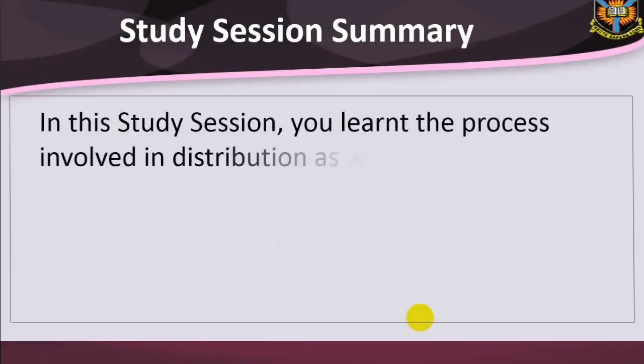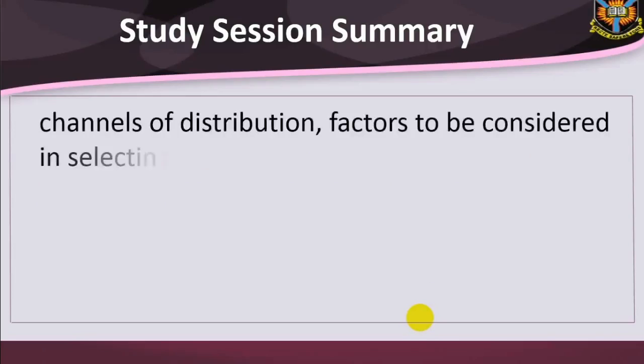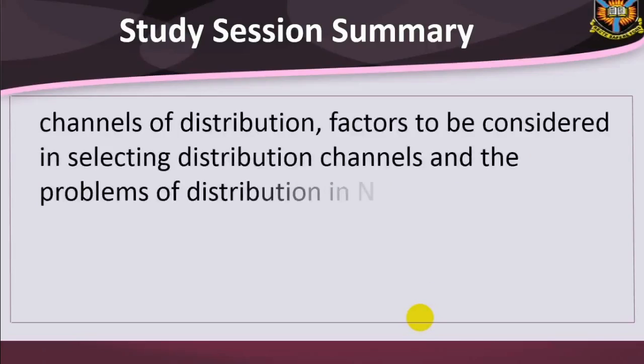Summary. In this study session, you learned that the process of distribution refers to a series of activities which take place between the time of production of goods and services and the time they reach the final consumers, or put in another way, the time taken up by the production unit if such activities are part of a continuous process of production. Other important areas discussed in this session include channels of distribution, factors to be considered in selecting a distribution channel, and the problems of distribution in Nigeria.